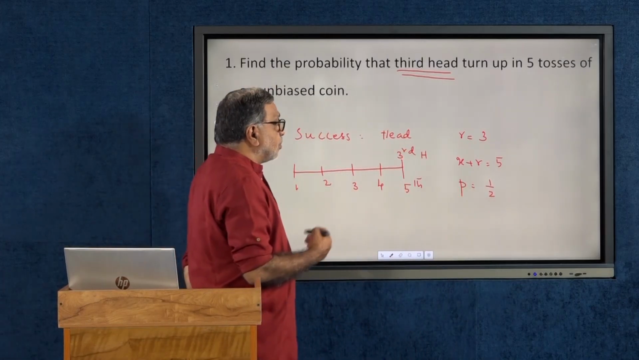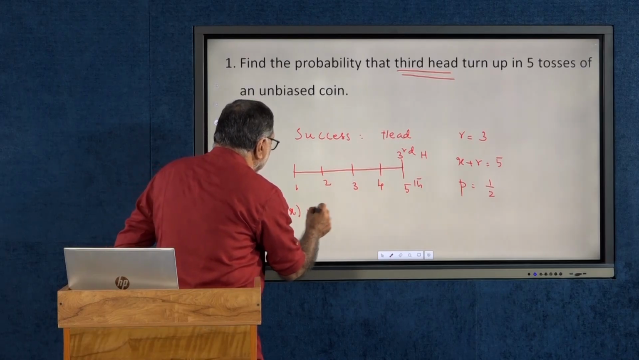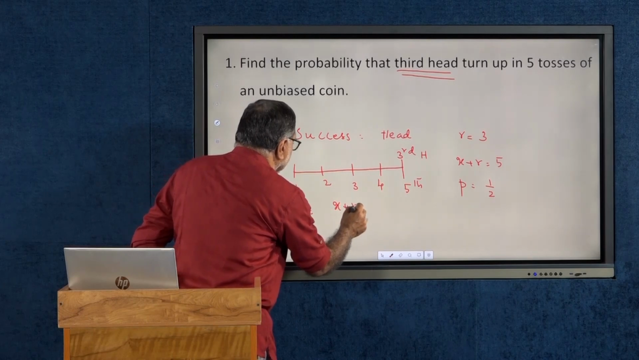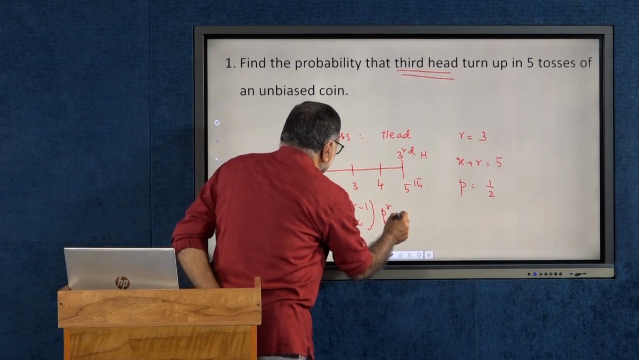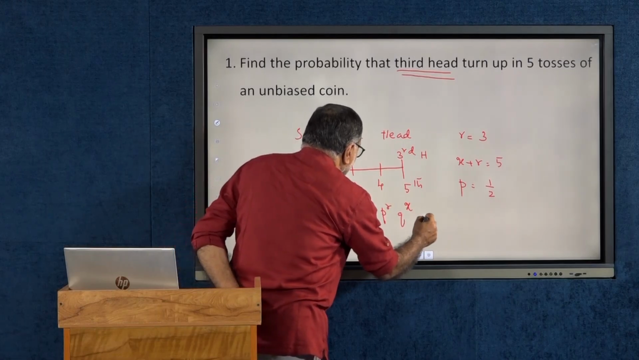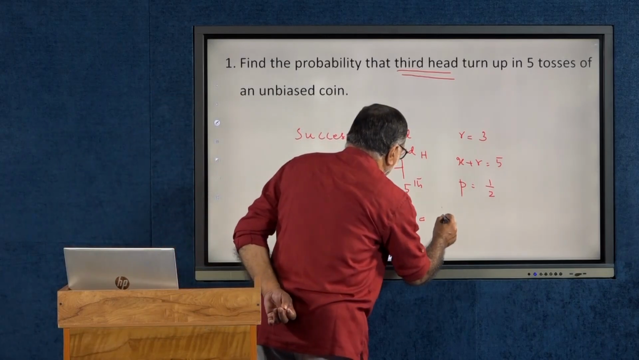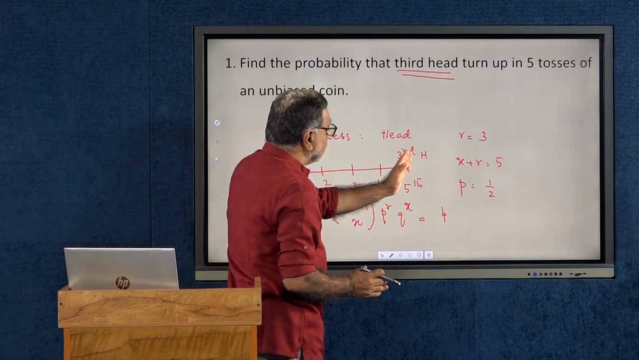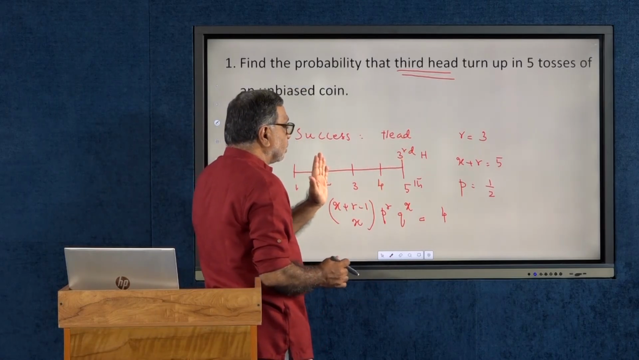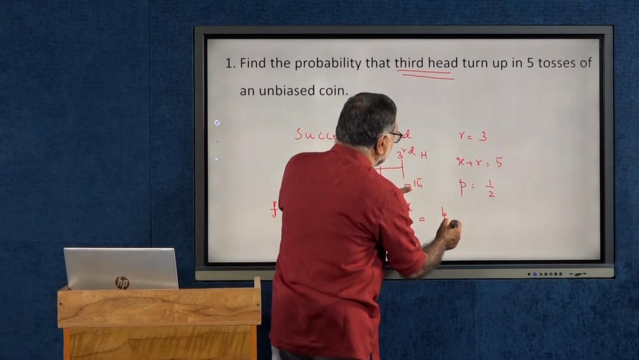So what is our probability mass function? Using the negative binomial concept, it is x plus R minus 1 C x, p power R, q power x. For this particular case, x plus R minus 1 means 4. Before the fifth trial, we have the third head, so before that there will be 4 trials. So it is 4 C x, what is x here? 2.